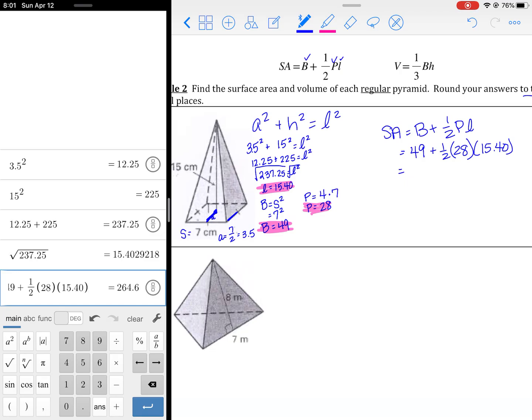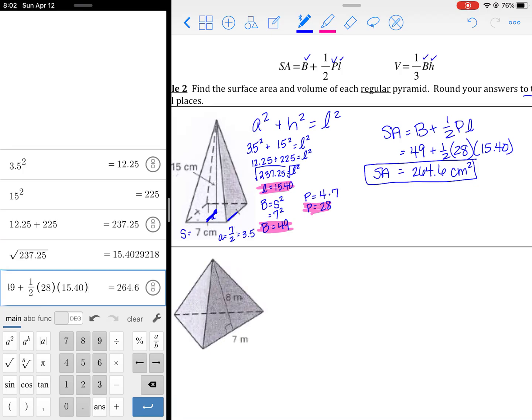So I get a surface area of 264.60 or 0.6. All right, so area is measured in square units. So this will be centimeters squared or square centimeters. So my surface area is 264.6 square centimeters. I also have everything I need for my volume.